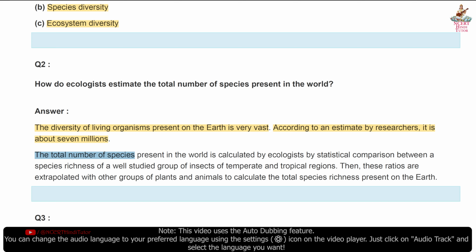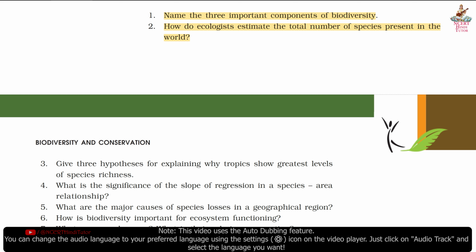The total number of species present in the world is calculated by ecologists by statistical comparison between the species richness of a well-studied group of insects of temperate and tropical regions. Then, these ratios are extrapolated with other groups of plants and animals to calculate the total species richness present on the earth. Question 3. Give three hypotheses for explaining why tropics show greatest levels of species richness.